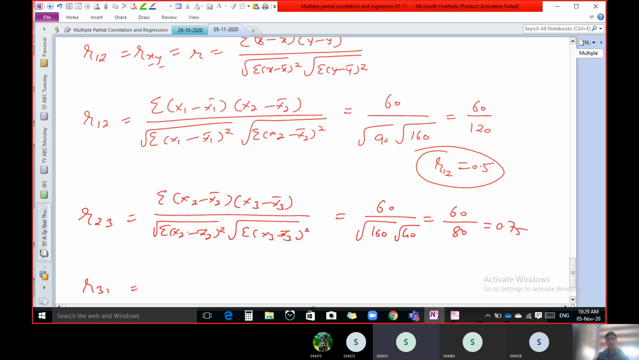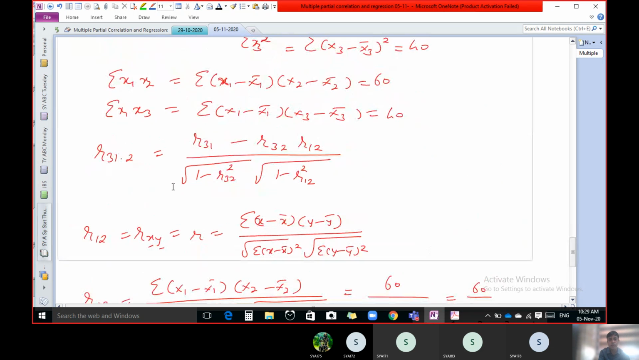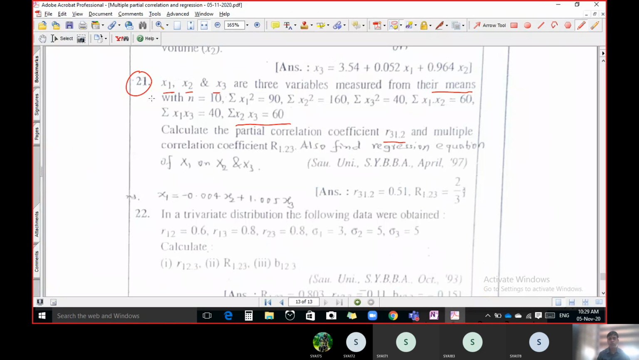In the same way you can calculate R31, and once we have all these values, you can easily calculate R31.2. So this is the way to find the answer. Complete this question. Here you also need to calculate capital R1.23. That is also possible once we know R12, R13 and R23. And you can also calculate the regression equation of x1 and x2. That is also possible, and you can consider this an important question.